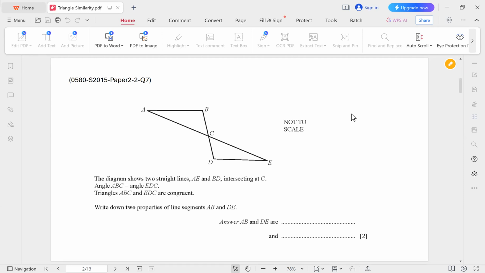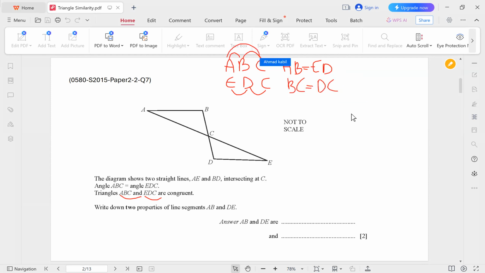So if the triangles are congruent, of course, you should know that all corresponding sides are congruent. So using the same order of the letters, we can say the following. We write down the two names of the triangles underneath each other, like this. So ABC and EDC. And each pair of corresponding sides has to be congruent. So AB has to be congruent to ED, BC as well has to be congruent to DC, and finally AC has to be congruent to EC.